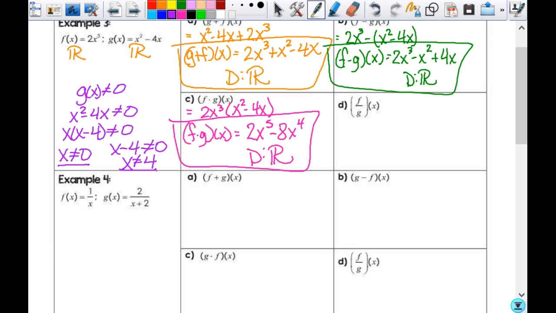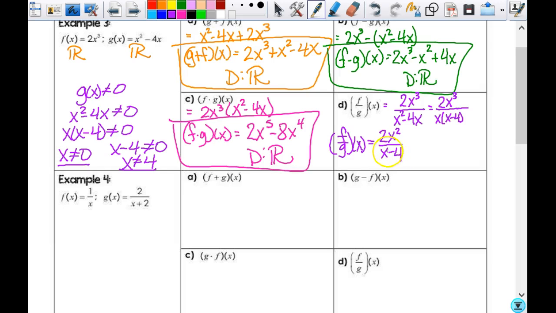So now I substitute this in. F, which is 2x cubed, over g, which is x squared minus 4x. Can I reduce this? Yes. What do I need to do to the denominator to make that happen? Factor. So 2x cubed over x times x minus 4. Right? So now what am I going to be able to cancel out? An x. Good. So f over g of x is equal to 2x squared over x minus 4.